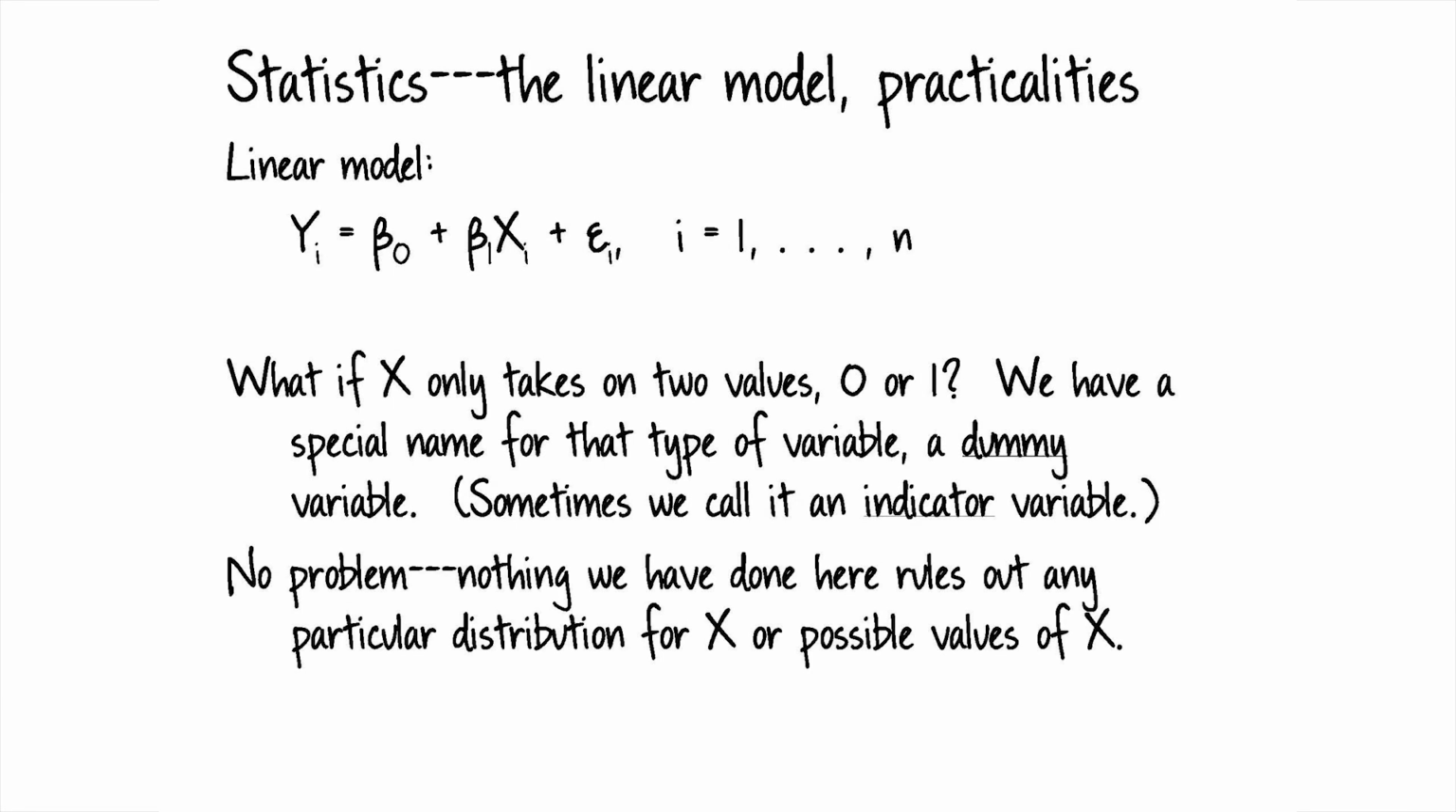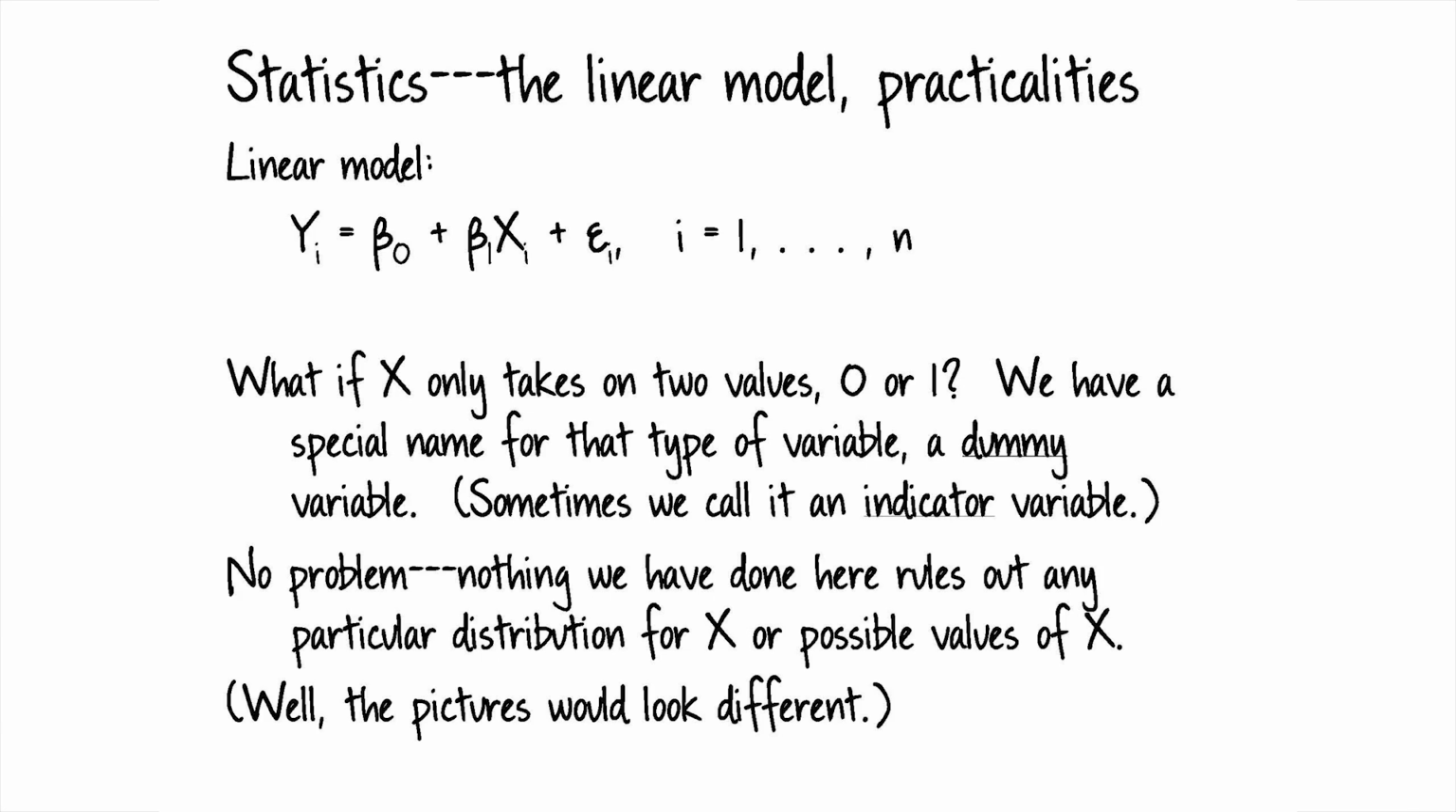Okay, another practical issue. What if x only takes on two values, 0 and 1? Well, we have a special name for that type of variable. We call it a dummy variable, or sometimes an indicator variable. And there's no problem at all in that. There's nothing in our assumptions that rules this out. So that is not a problem for estimating a linear regression, and in fact, dummy variables can be quite useful.